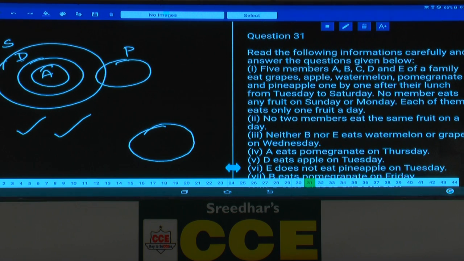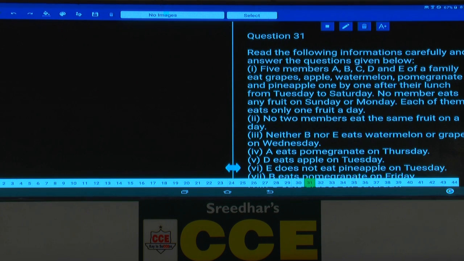Then 31 to 35. Now in this 31 to 35, what is the information here? Five members A, B, C, D, and E of a family eat grapes, apple, watermelon, pomegranate, and pineapple one by one after their lunch, from Tuesday to Saturday. And no member eats any fruit on Sunday or Monday. Clear? These persons are not eating on Sunday and Monday, but they eat on all the remaining days. And these five persons eat a different fruit. Isn't it?